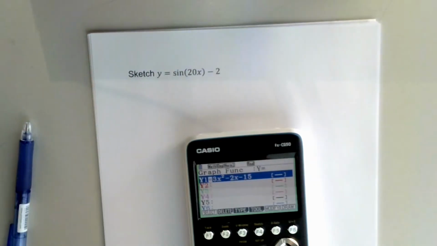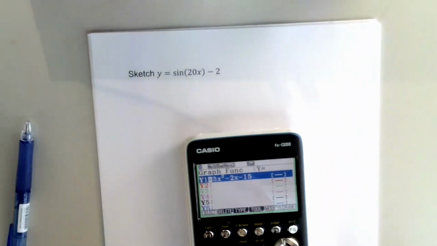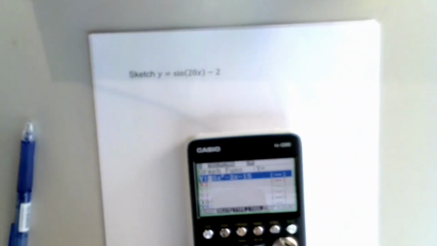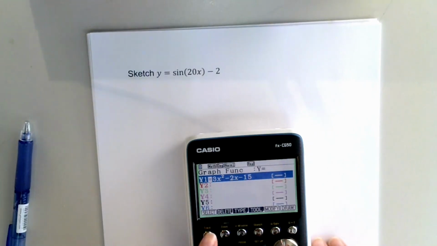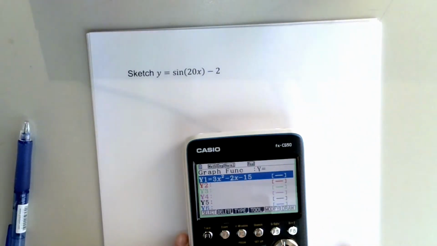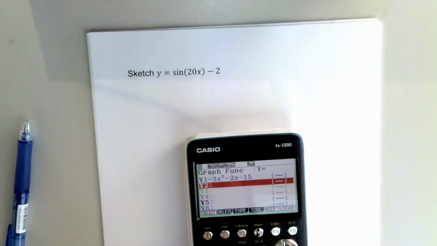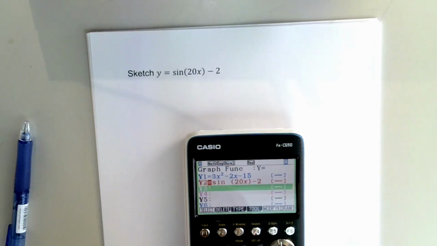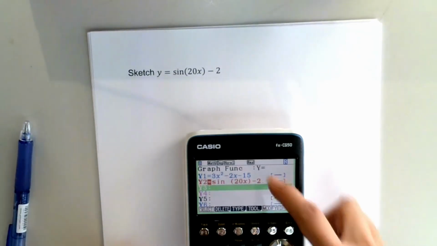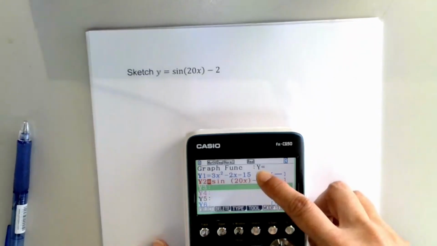Now, let's sketch sine of 20x minus 2. Instead of deleting the previous function, I want to keep it for checking later on, so I will unselect that. Move down, and I could get this done: sine bracket 20x minus 2. Now the curve will be red. I save the other one for later, I just don't show it.